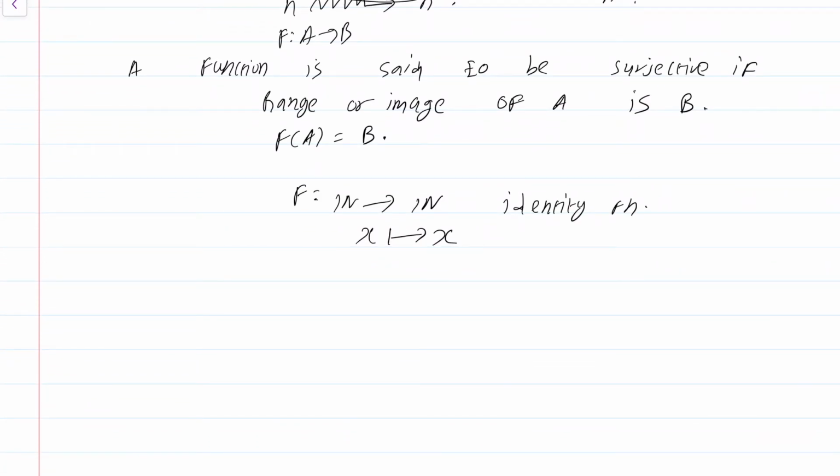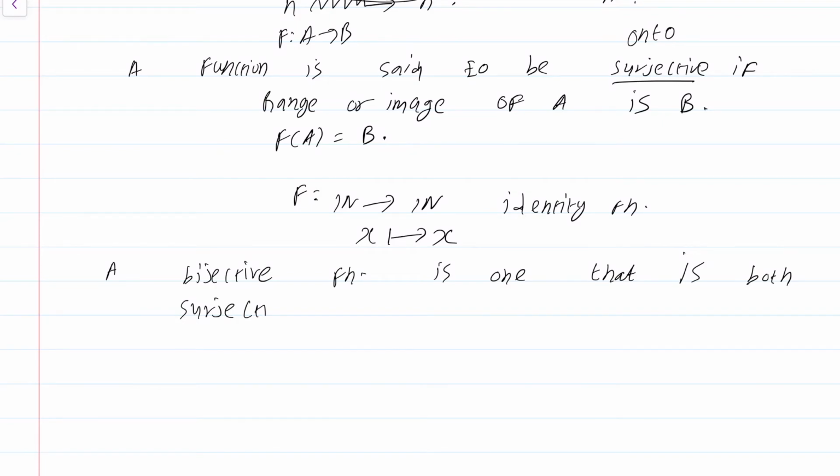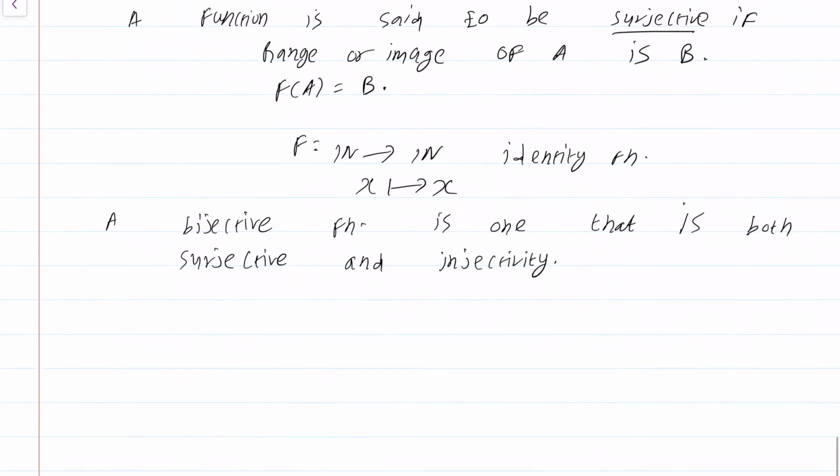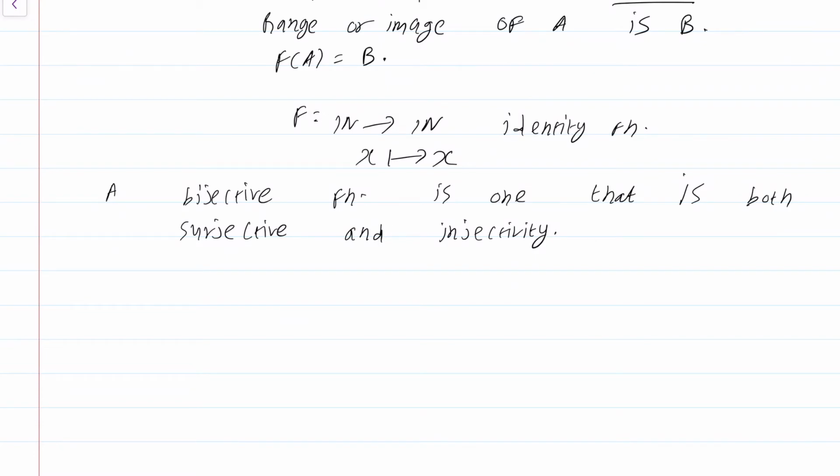Okay, now a bijective function. One more thing, surjective functions are also called onto functions. A bijective function, as you could have guessed, is one that is both surjective and injective. Once you have such a function, then you can define an inverse function.